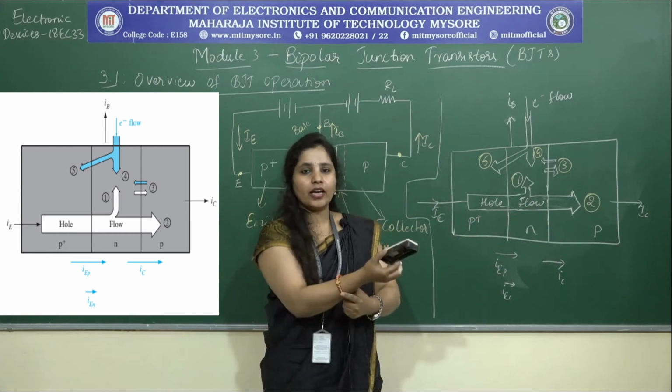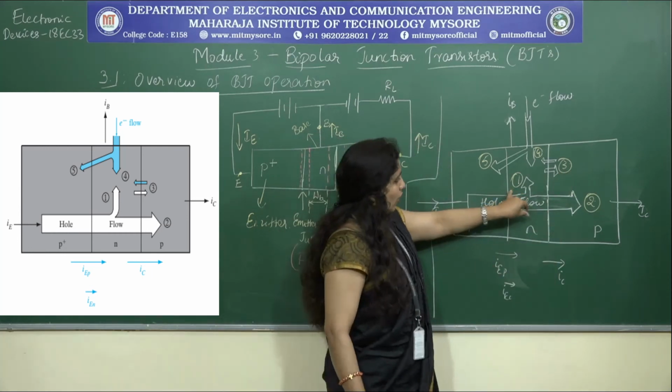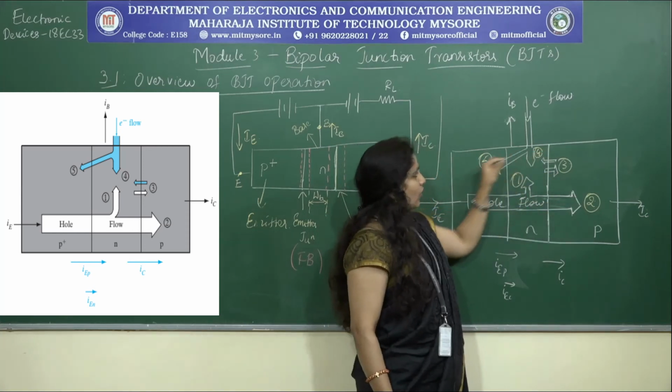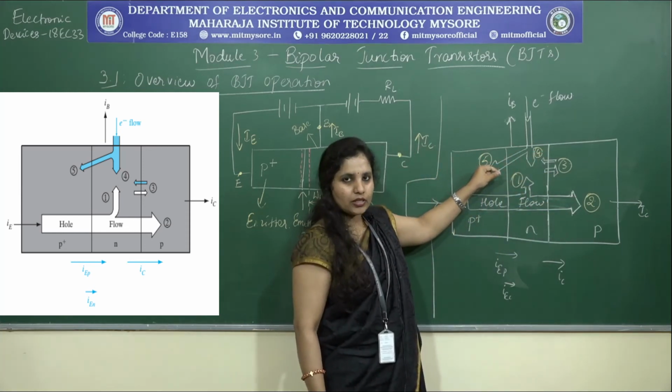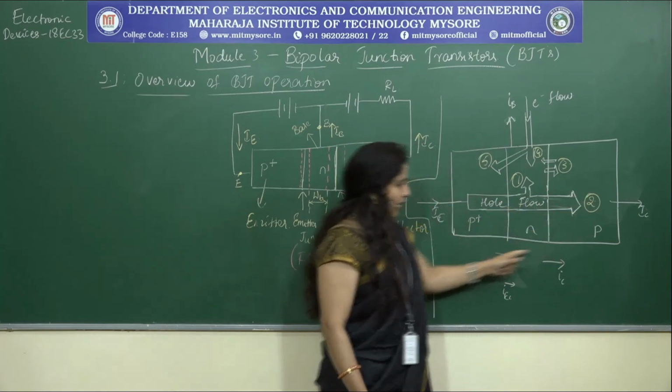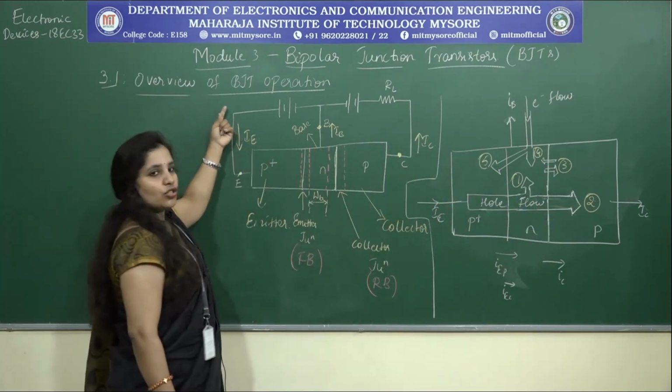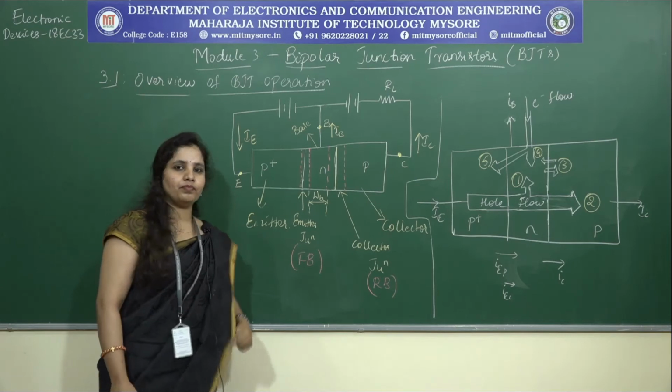Therefore, in total how many current components can I have? 1, 2, 3, 4 and 5 current components, and this indicates the basic operation of the BJT.